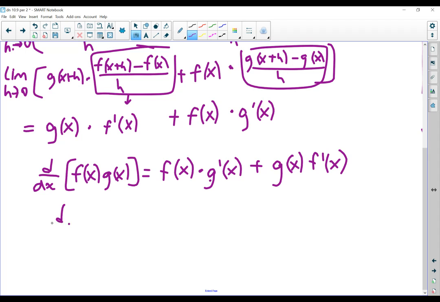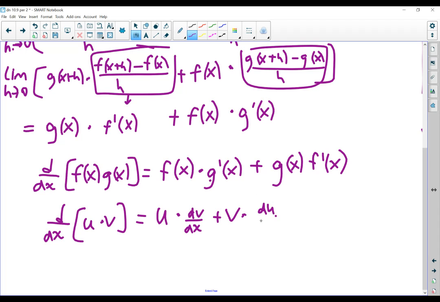Now, a lot of times in the book, instead of calling them f and g, they'll call the functions u and v. And they'll say, okay, it's u times dv dx plus v times du dx. And then they're like, oh, let's just write it shorter. It'd be u times dv plus v times du. Okay, so it's the first expression times the derivative of the second plus the second times the derivative of the first. u dv plus v du. So that's what your new chant is, u dv plus v du.